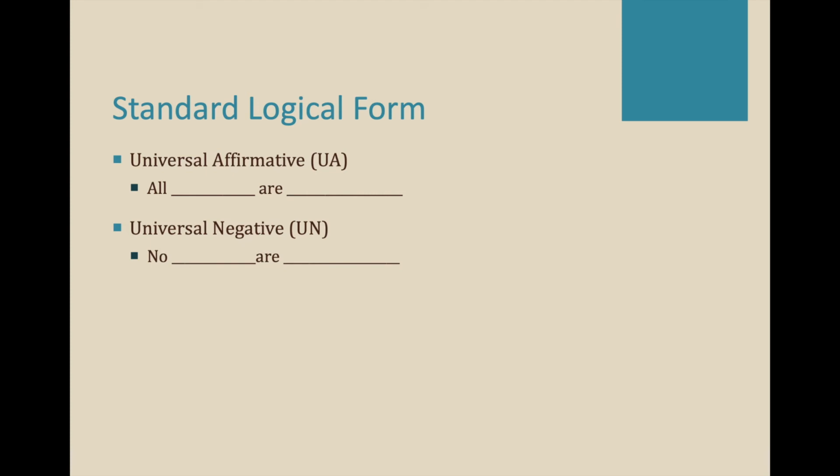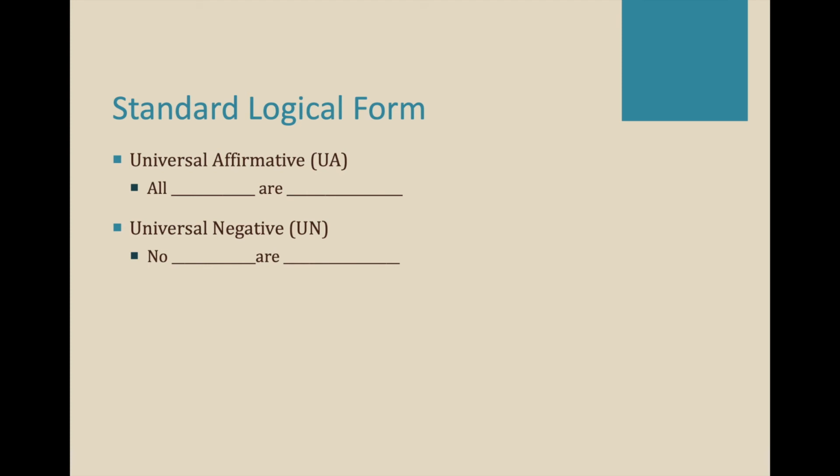The standard logical form for universal negative statements is "No ... are ...". You can use the abbreviation UN to represent universal negative, but it's always expressed as no members of the subject term class are included in the predicate term class.